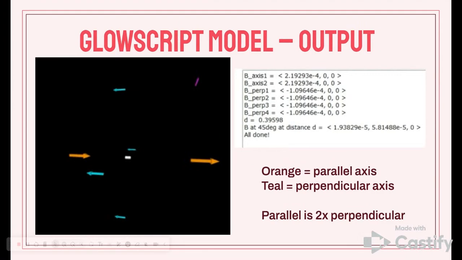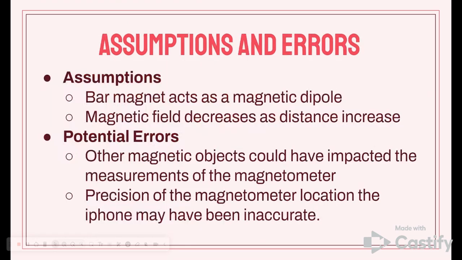You can see that the orange is on the parallel axis and the teal is the perpendicular, so they face in opposite directions. And the parallel is also 2 times stronger than the perpendicular, which models the calculation of a dipole moment. And so we did assume that the bar magnet acts as a magnetic dipole, and some of them were not working completely accurately.